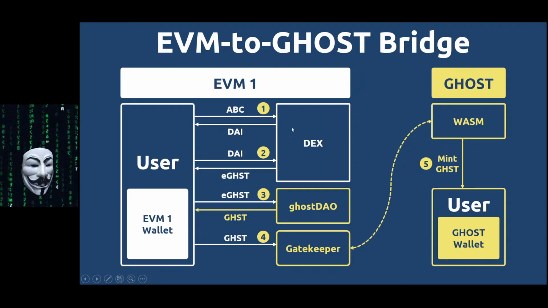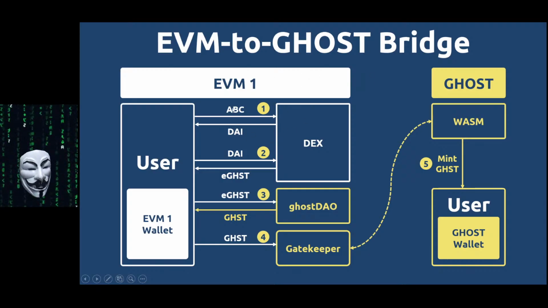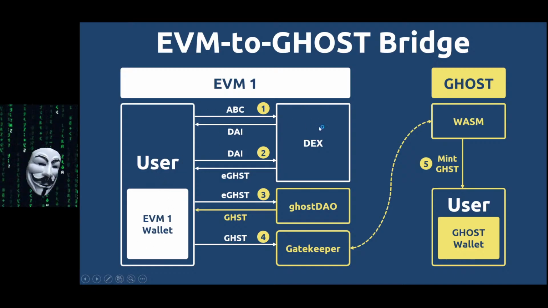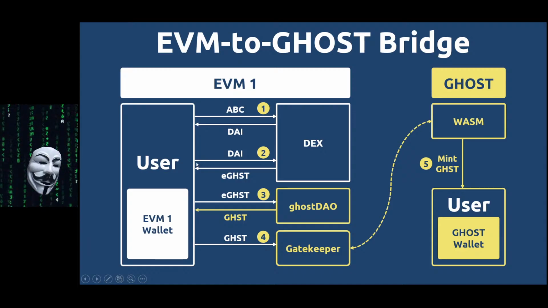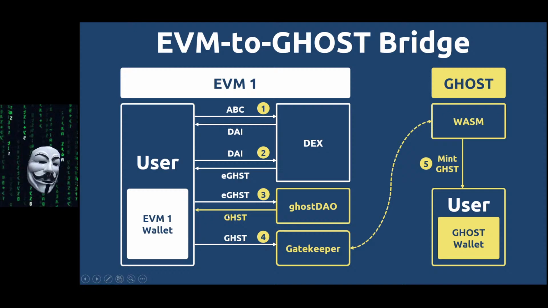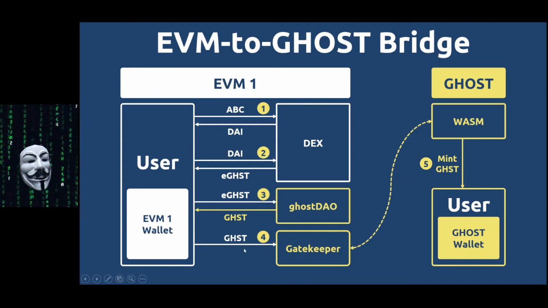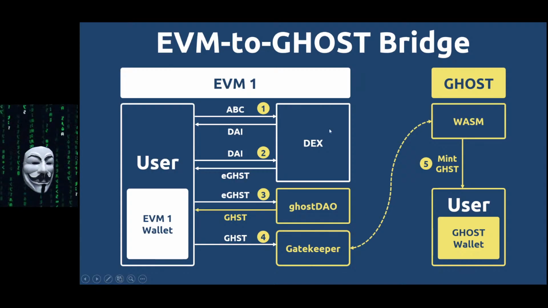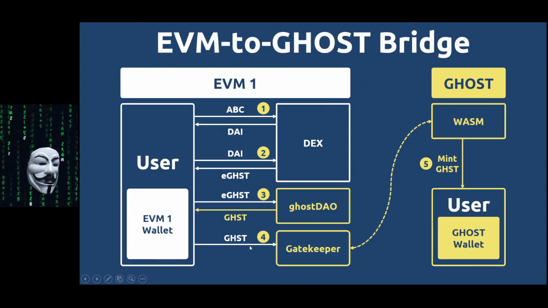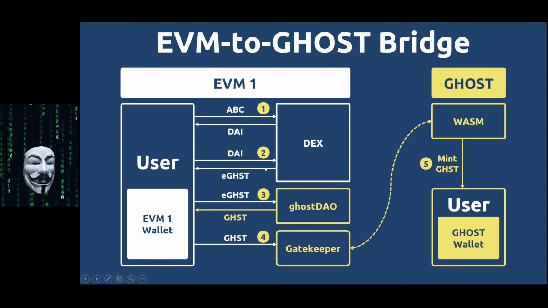Let's go through this. The current Ghost 2.5 bridge architecture works like this. You're the user with the EVM wallet. You send your ABC token to the DEX, get your DAI. Then you swap your DAI for eGhost. Then you go to the Ghost DAO. You wrap your eGhost into Ghost, right? With sGhost on the way as well, whatever. Then you send that Ghost to Gatekeeper. These are literally the steps you need to take to turn your ABC into Ghost token and then bridge that, right? So we can automate them on the back end.